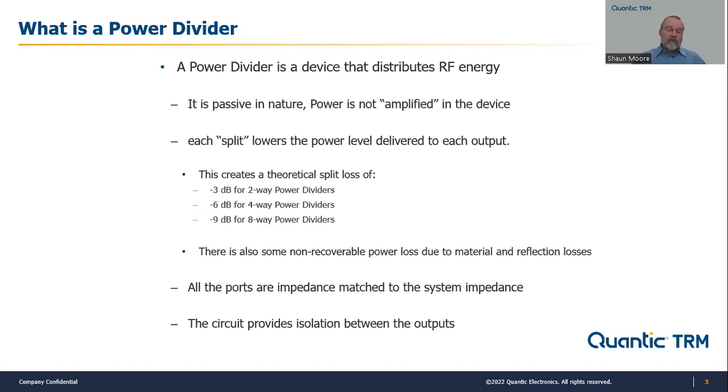In addition to that, there are also some non-recoverable ohmic losses that happen within these devices, so there's always a little bit more that you have to plan on. The other important thing about a power divider, and this is what makes it a useful device, is that all the ports are at 50 ohms, so that regardless of which port you go into, you will get a 50 ohm match.